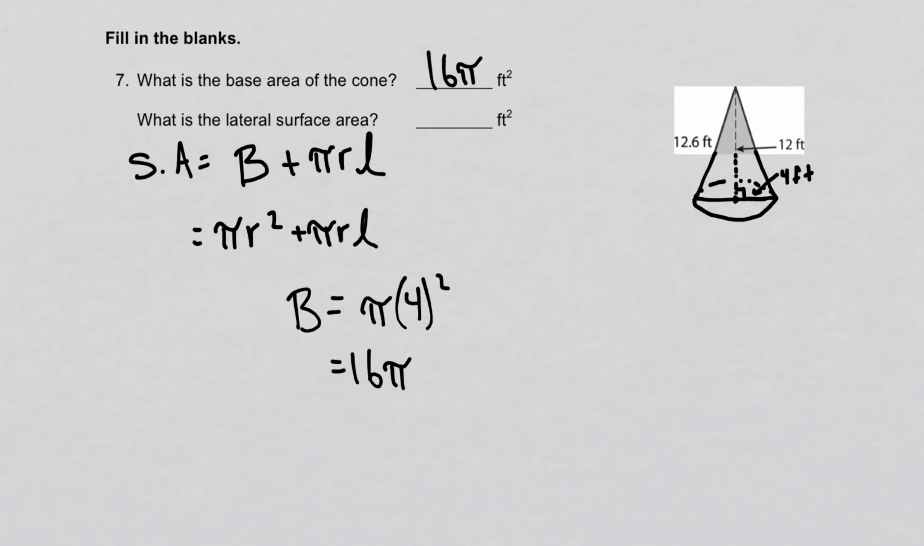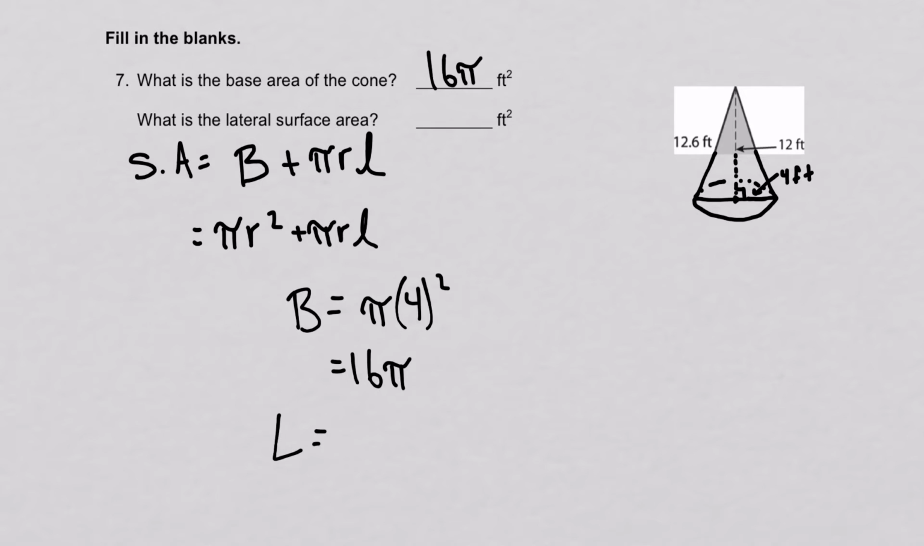What is the lateral surface area? That'll be pi RL right there. Okay, and to use pi RL, the lateral surface area, I need to know what L is, the slant height, which is not given to me in this problem. Oh yeah, it is. Never mind. I just saw the 12 feet, but look, 12.6 feet right there. That's the slant height. Okay, so use those values and we can find the lateral surface area.